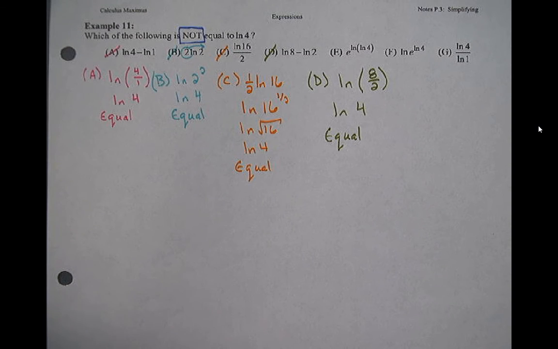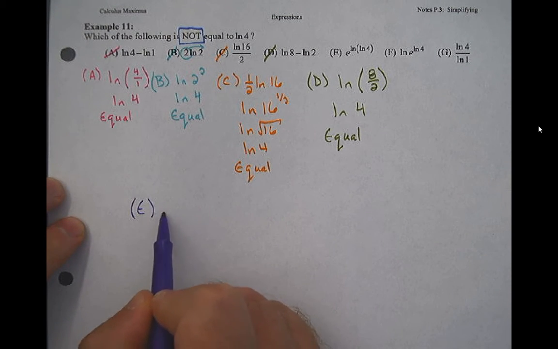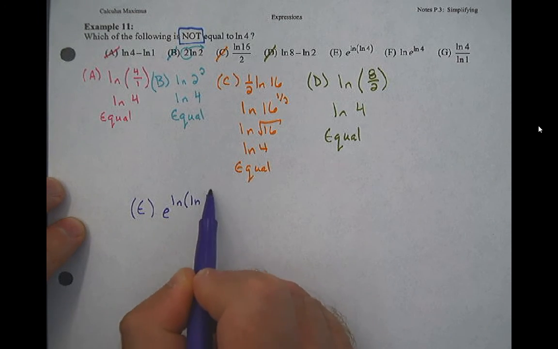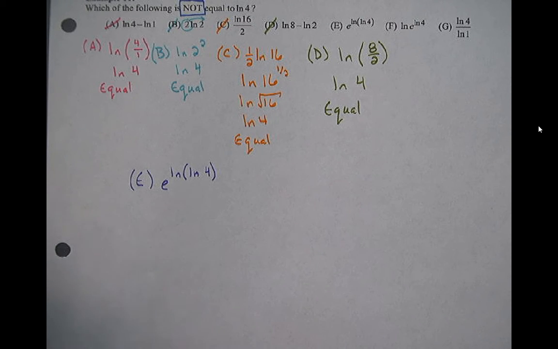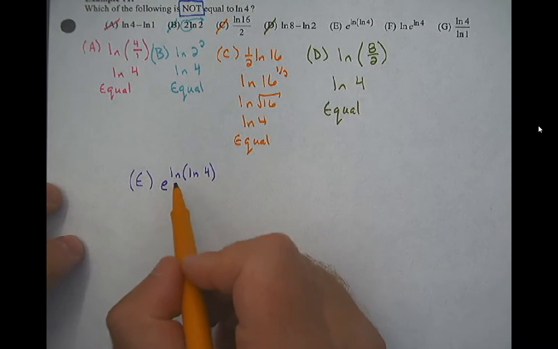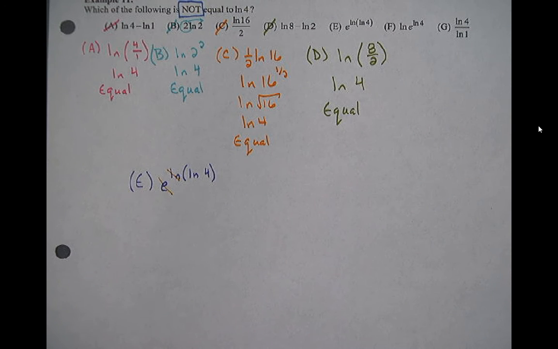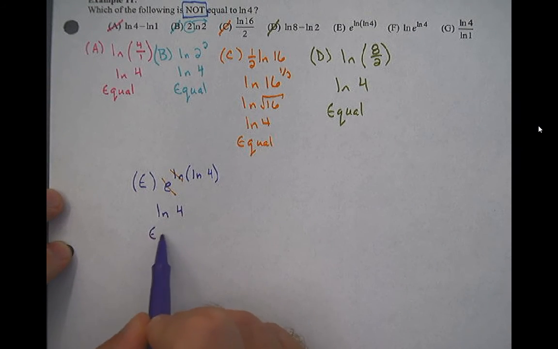All right, let's try E. E to the natural log of the quantity natural log of 4. Folks, what does e to the natural log do to each other? E to the and natural log are natural enemies. They're the things that cancel each other out. So e to the and natural log will undo each other, and you're just left with natural log of 4. So that one is also equal.